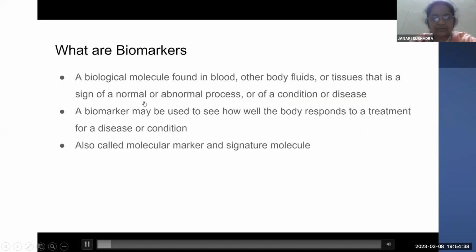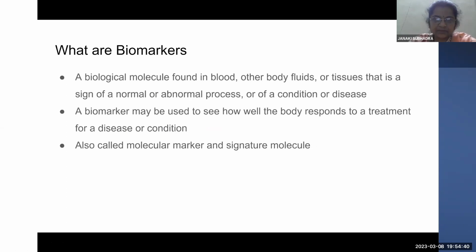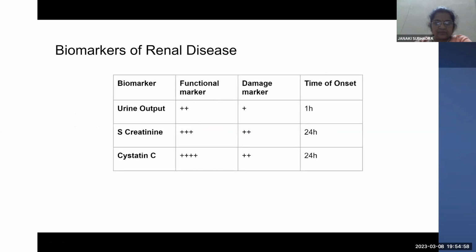A biomarker is a biological molecule found in blood, other body fluids or tissues that is a sign of a normal or abnormal process, or of a condition or disease. A biomarker may be used to see how well the body responds to a treatment for a disease or condition, and it is also called a molecular marker or a signature molecule.